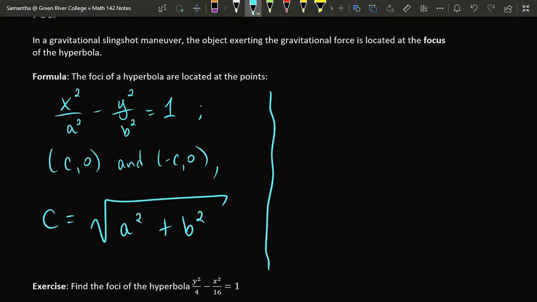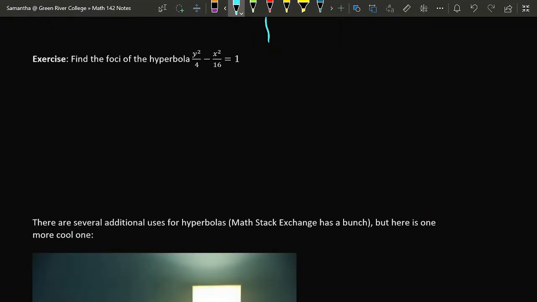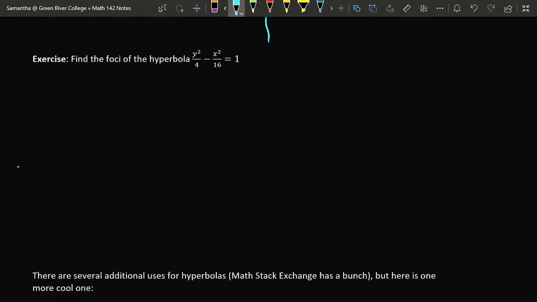Now, if the hyperbolas are vertically stacked, where y squared comes in the lead, then the difference is that the focus points will also be vertical. The x's will be 0 and the y's will be equal to either plus or minus c. The c value, however, the formula for it is exactly the same. So let's do a quick example and find the focus points of the hyperbola y squared over 4 minus x squared over 16.